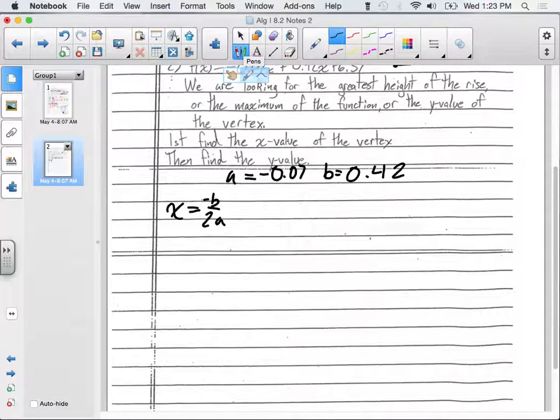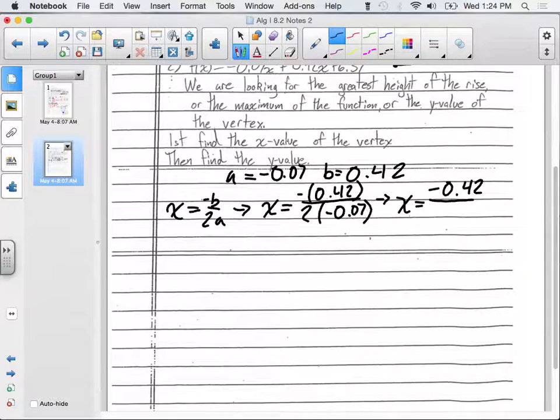Okay, so we have an a and b value. We have our formula, so we can just substitute everything in. So x equals, what goes upstairs? Negative 0.42. Negative 0.42. Downstairs is 2 times our a value. So upstairs we have negative 0.42. Downstairs we'd have what? Cole?